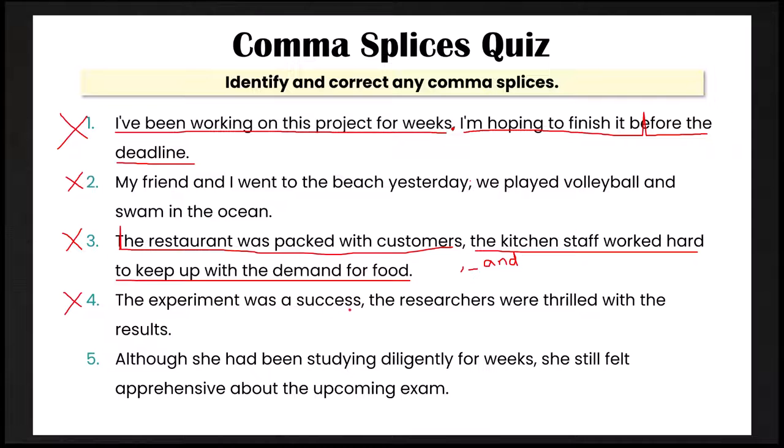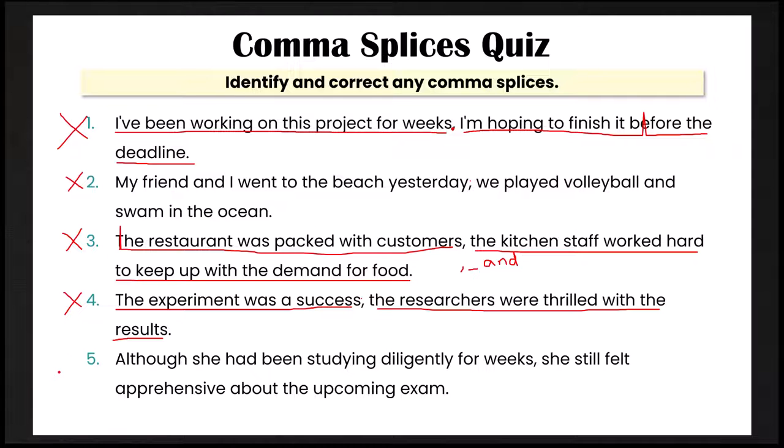The next one is also a comma splice. The experiment was a success. That's the first independent clause. The researchers were thrilled with the results is the second independent clause. So for this one, let's combine it with a semicolon, and now it's correct.